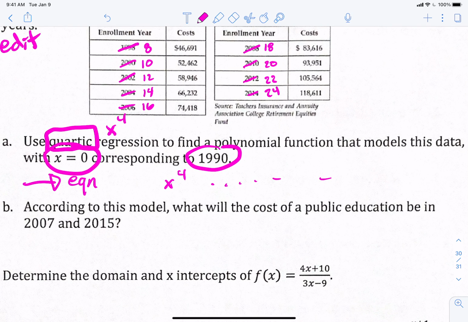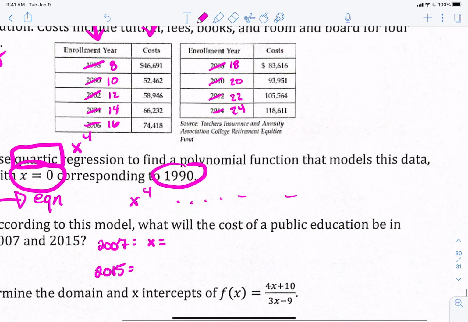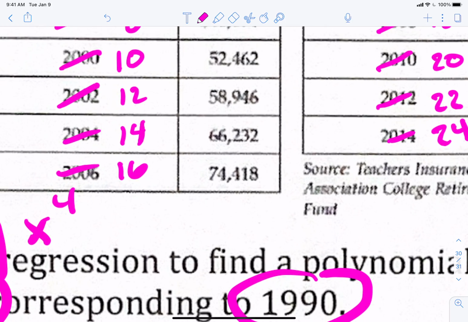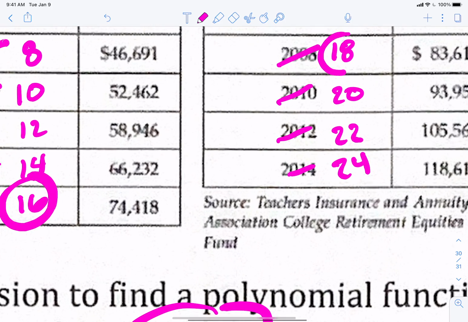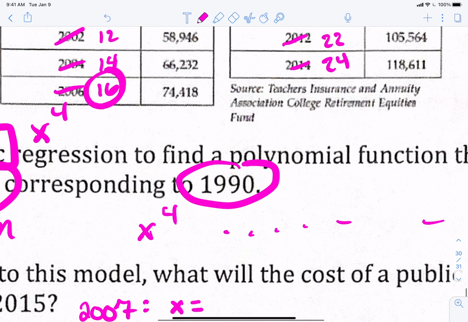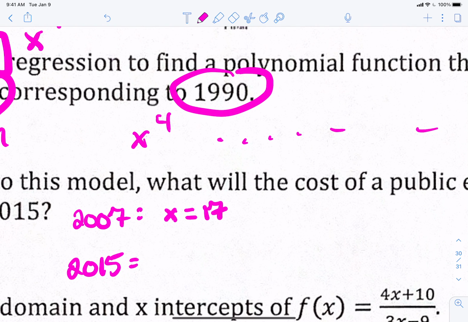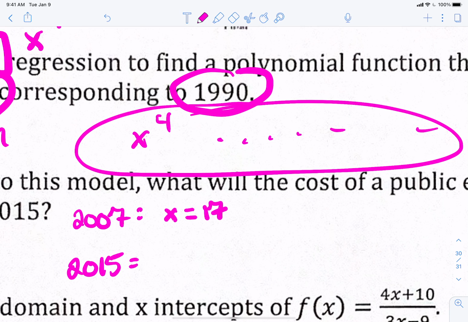Part B, according to this model, what will the cost of a public education be in 2007? And in 2015, I'll just get you a start on these. What X are you going to use for 2007? Oh my god, I'm an idiot. 1990 is your 0. 2006 is 16, 2008 is 18, so 2007 is going to be 17. So all you're doing is after you find your equation up here, you're going to plug in 17, and that's going to give you your answer.